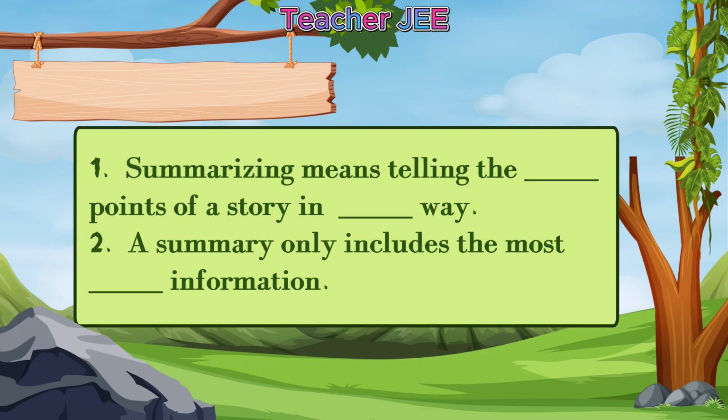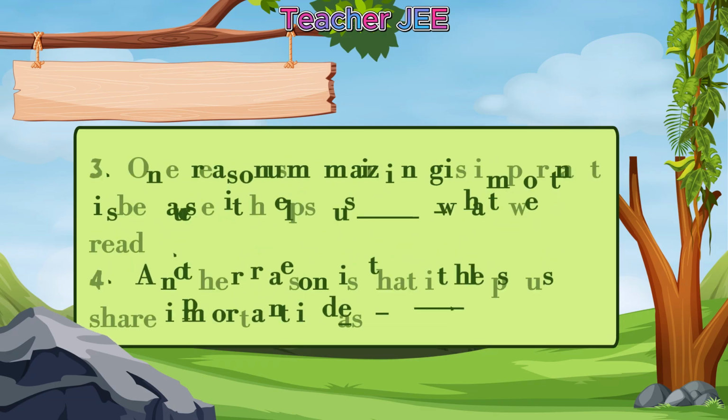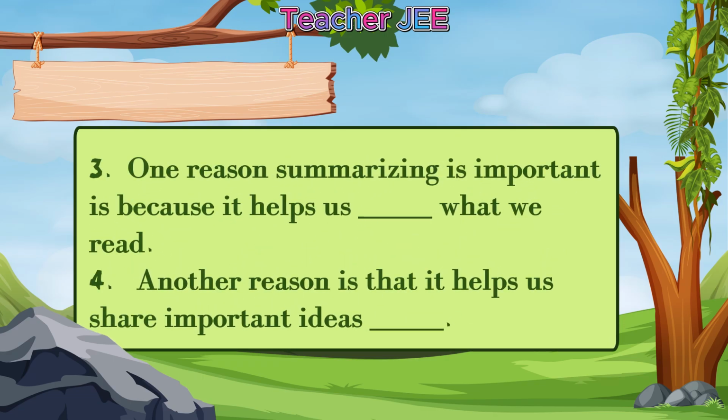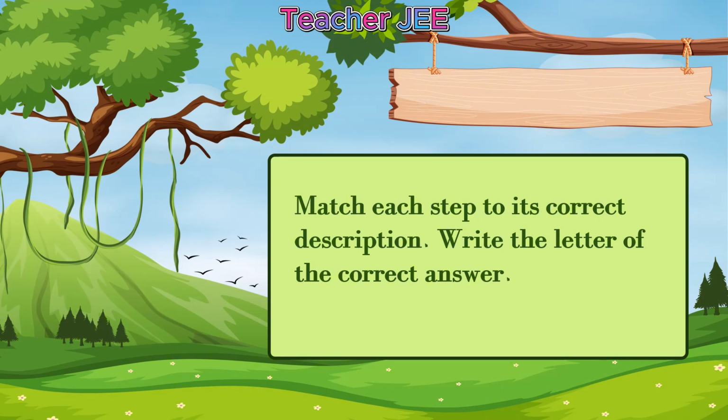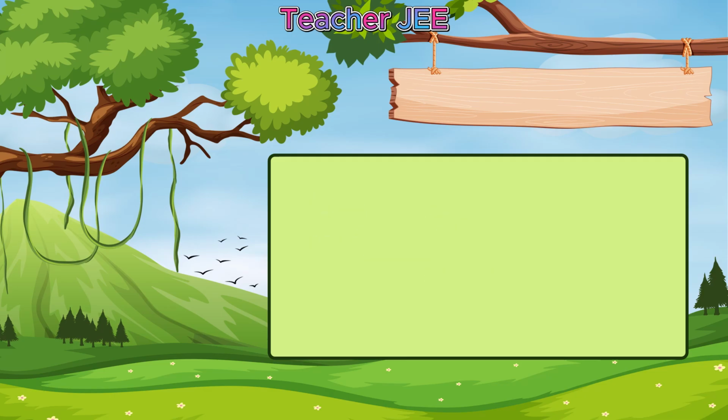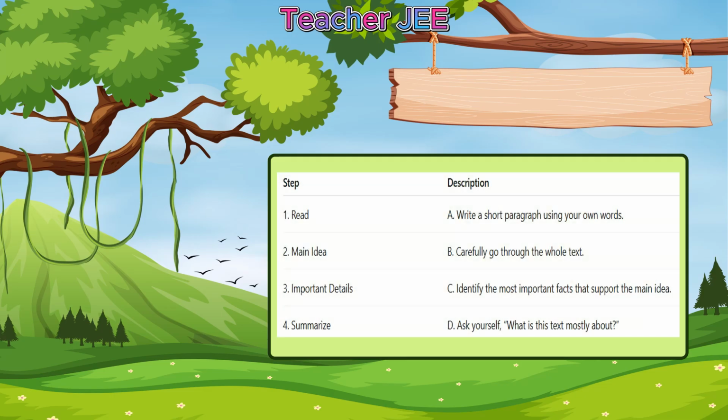So you can pause the video to answer. Number 3 and 4. Again, pause the video to answer. Match each step to its correct description. Write the letter of the correct answer. Step and description. So for number 1, look for its correct description from A to E. Pause the video to answer and complete the activity.